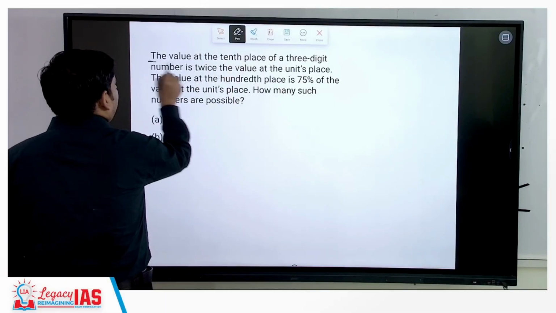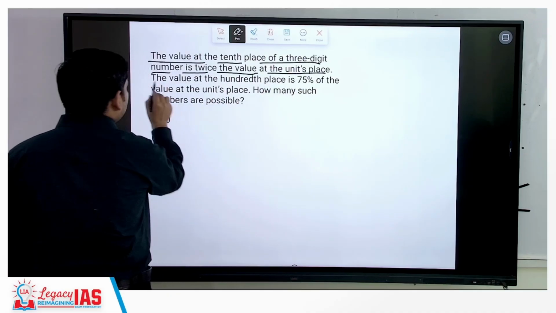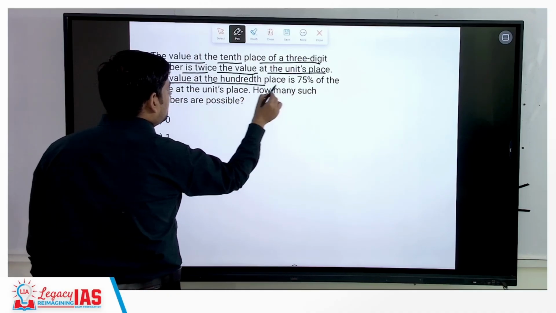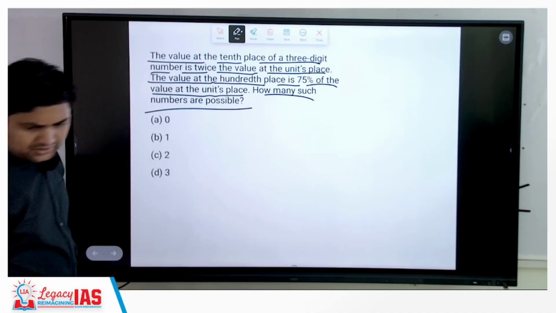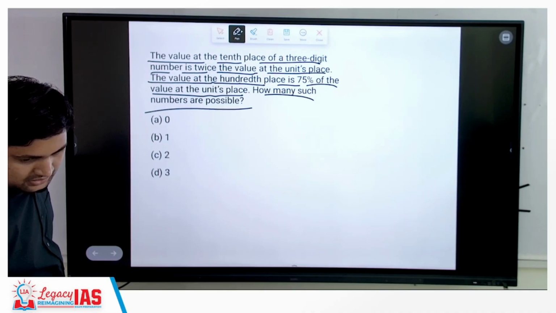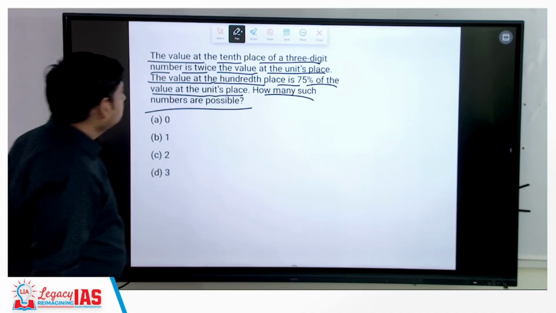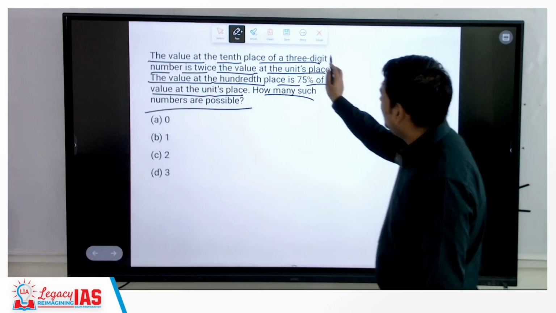The value at the tens place of a 3-digit number is twice the value at the units place. The value at the hundreds place is 75% of the value at the units place. How many such numbers are possible? Okay, try this. See, it's a 3-digit number.